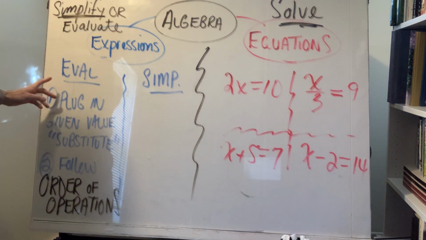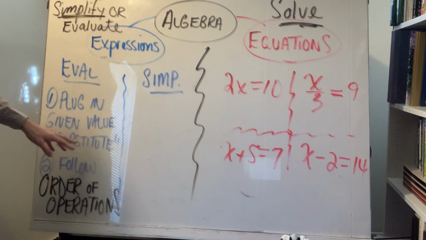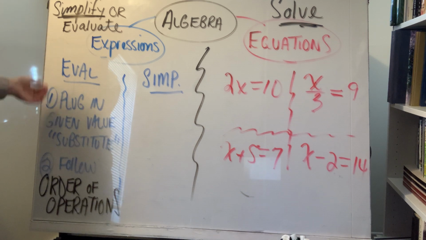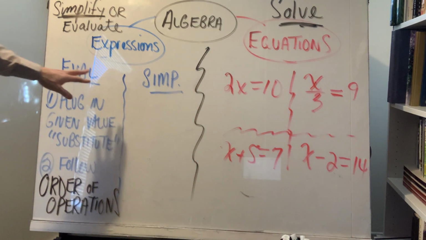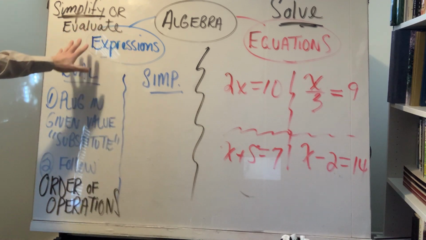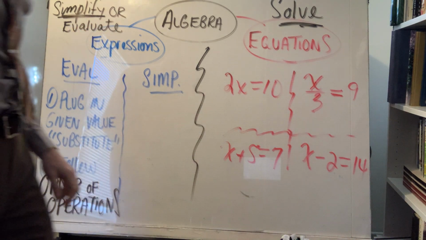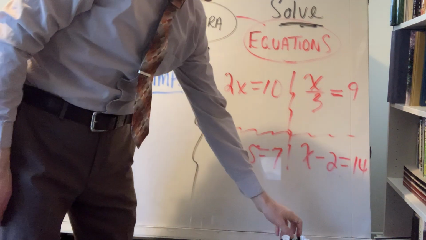Okay. It's these two things. They give you a number that represents, say, the letter X, and then you stuff that number in place of wherever you see X's in the problem, and then you follow the order of operations. If you are expected to simplify an algebraic expression, it is a little different.